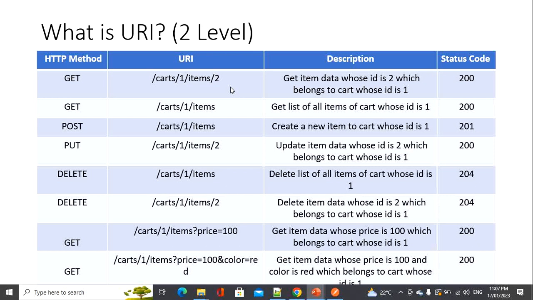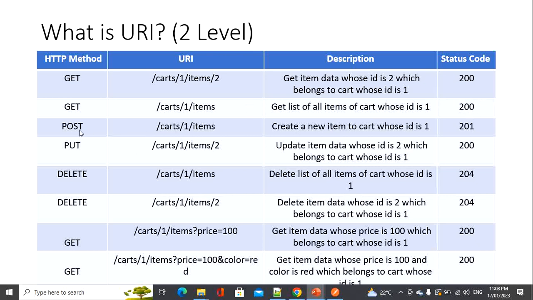So that means we just moved a step forward. Now we are trying to fetch second level data. Here you can see, for example, cart slash one slash items. What does it mean? I want to fetch all the items list from the cart whose id is 1. It will also simply return the status code as 200.